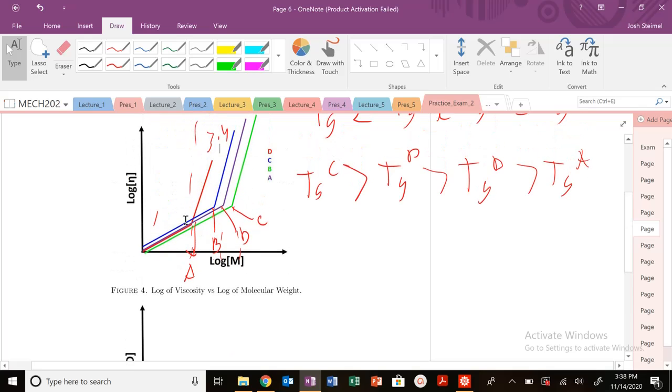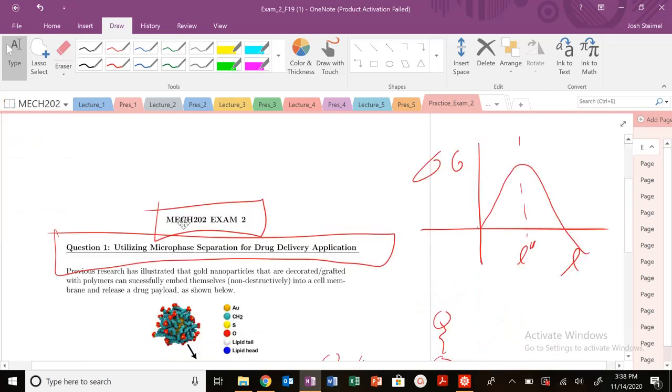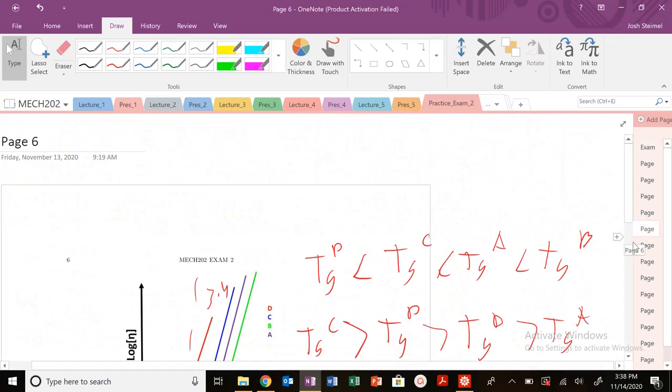And again, don't worry about if these are offset at all. They don't mean really anything. It's just for visualization purposes. All right. So let's go back to this question.